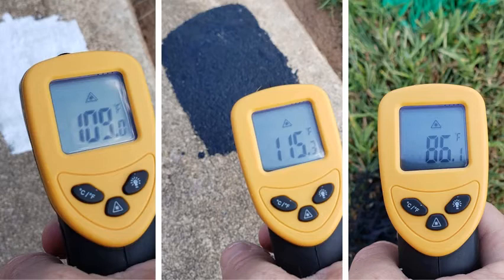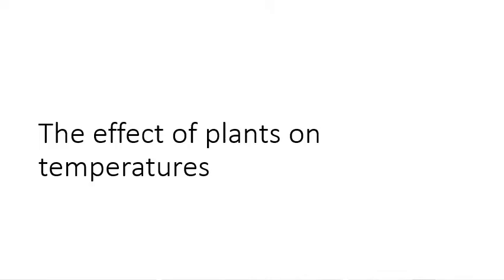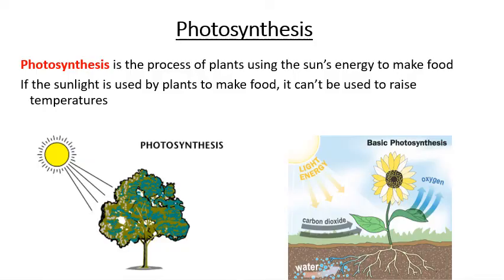Why is the grass, even though it's dark, cooler than the other stuff? Well, that's what we're going to look at now, the effect of plants on temperature. You all know about photosynthesis. You know that plants use sunlight to make their food. Okay, that makes sense. But if a plant is using sunlight to make food, the sunlight can't be used to raise temperatures. So it's got to do one or the other.